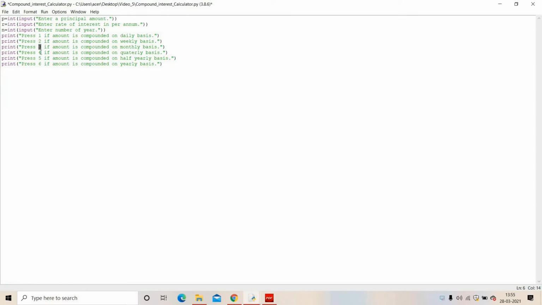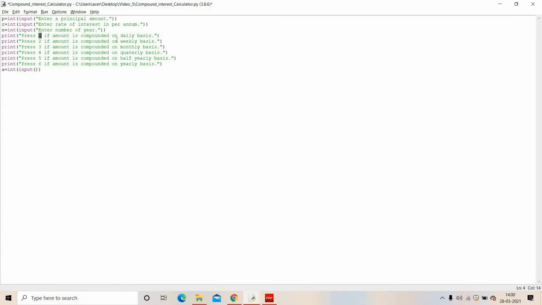Now user will press 1, 2, 3, 4, 5, 6. So we have to take this input from user and we will store this input in variable a as follows. This command will take input from the user and store in integer form.